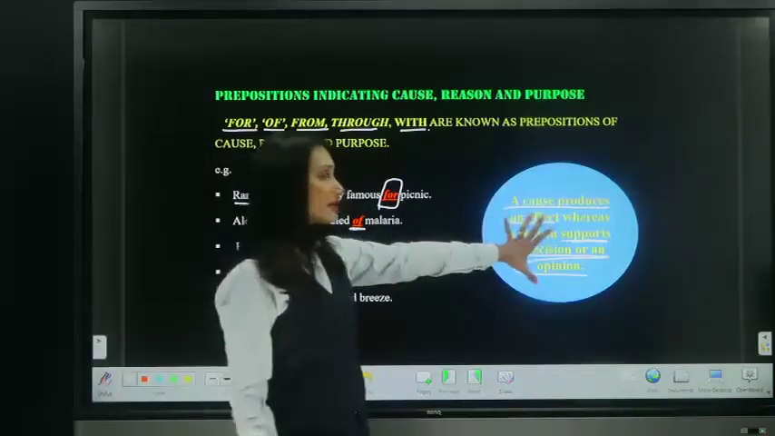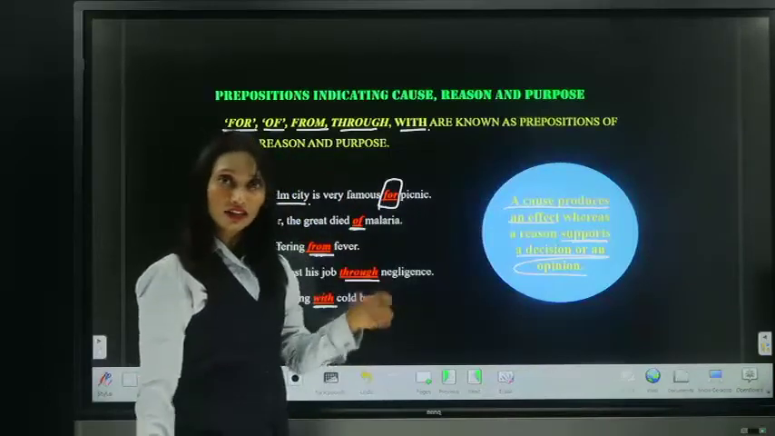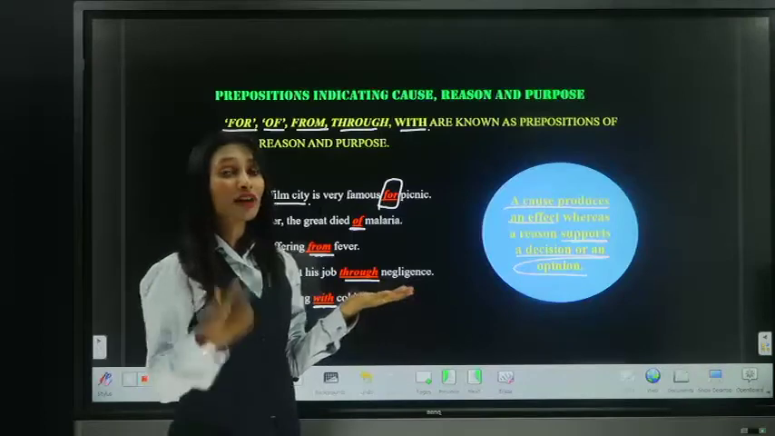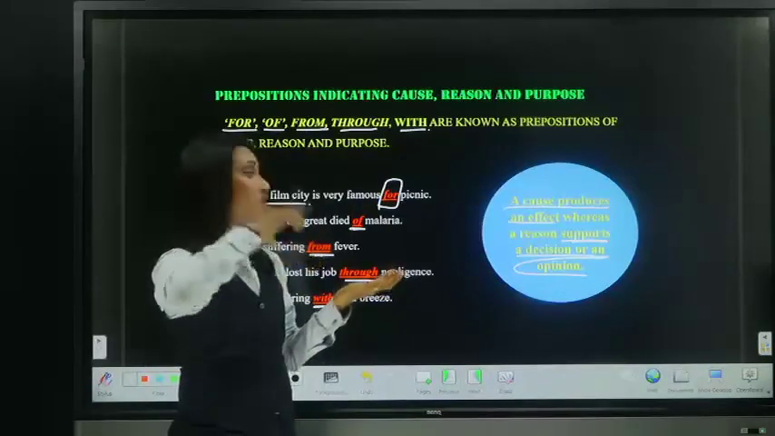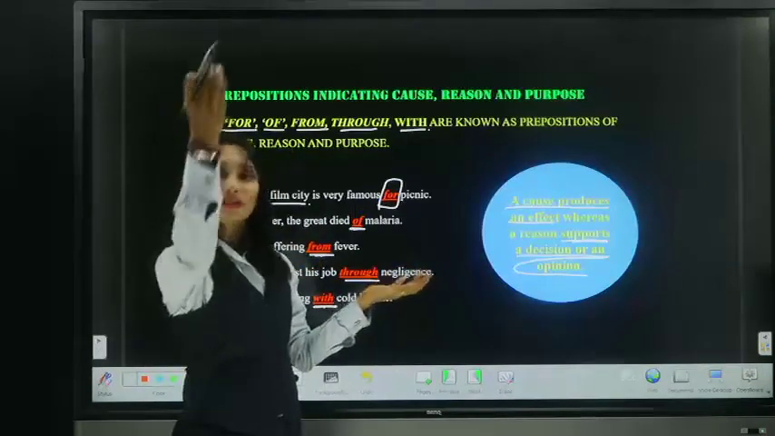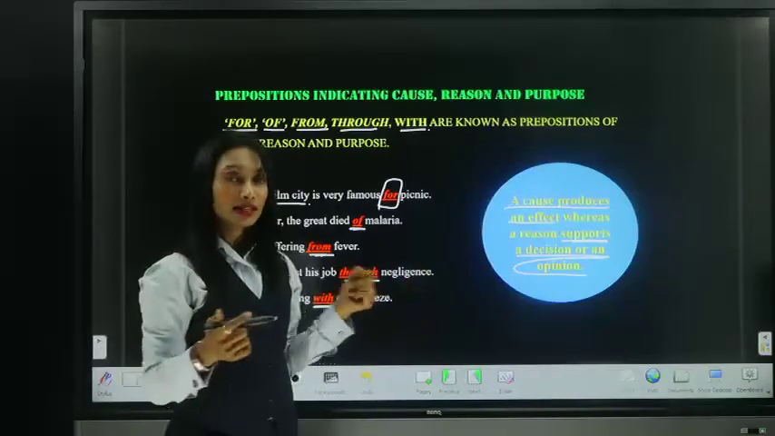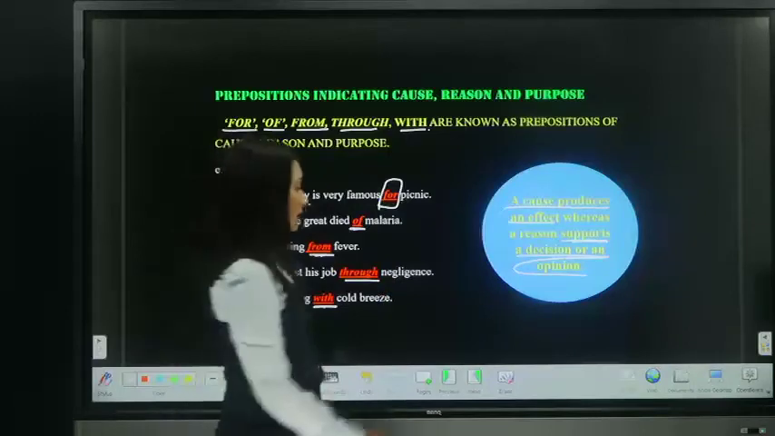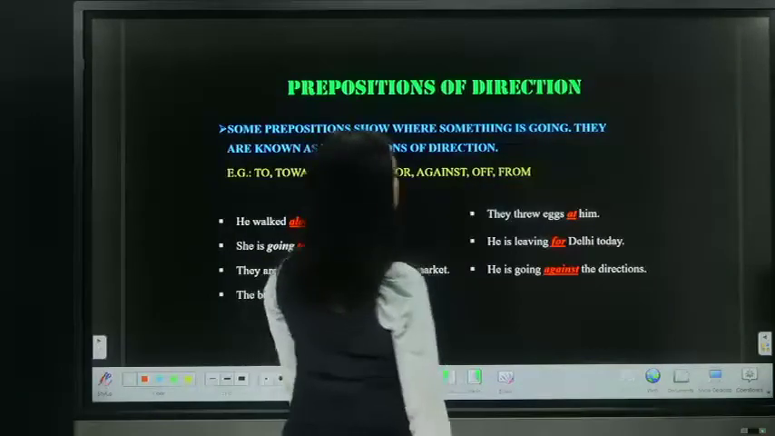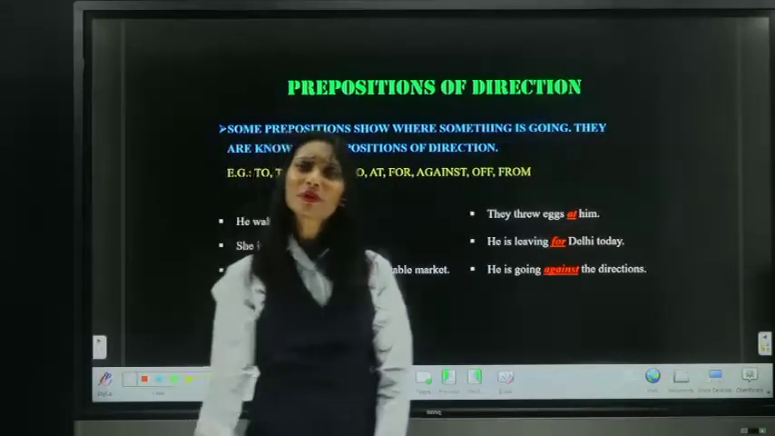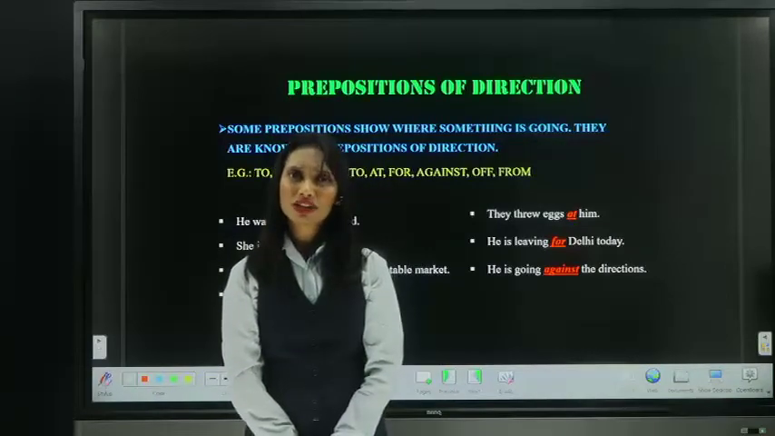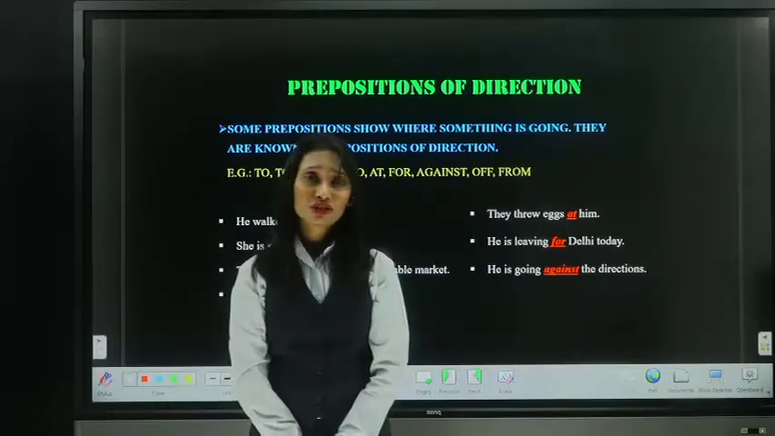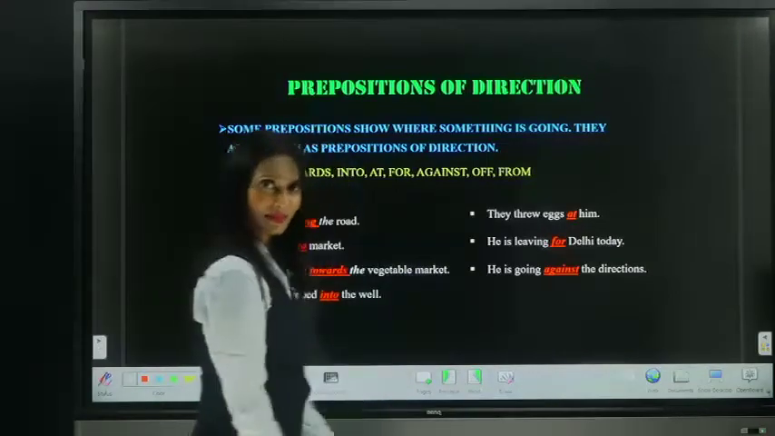Try to understand. Cause produces effect. Cause leads to effect, whereas reason is something you are giving to support the decision or opinion of something. So that is the difference between cause and reason. Now let's move on to the next one. Prepositions of direction. What are the prepositions we generally use to indicate direction? Along, across, to, towards. That's it.